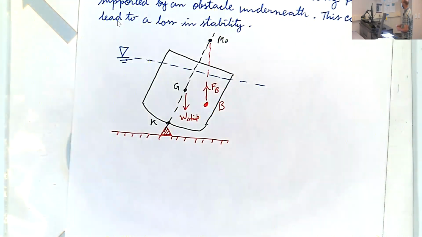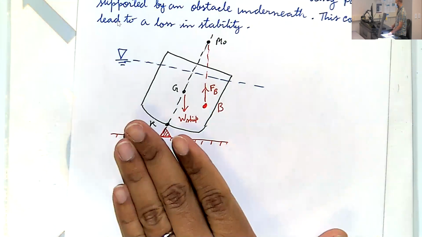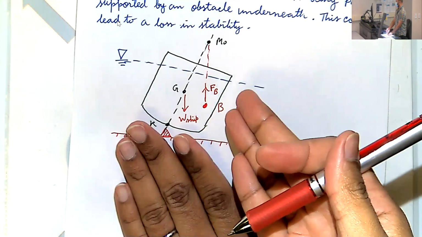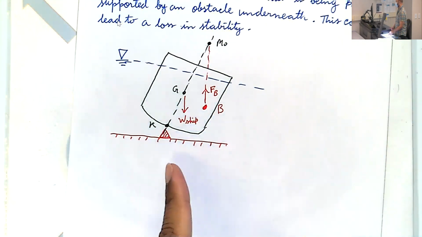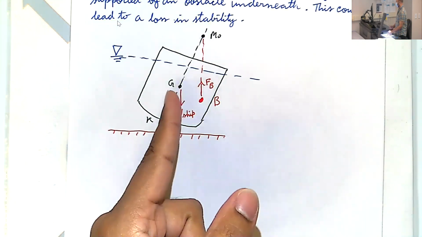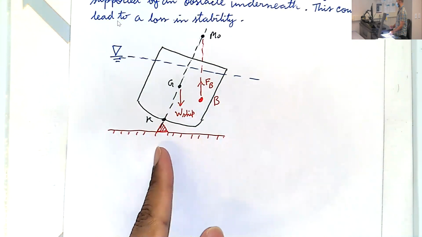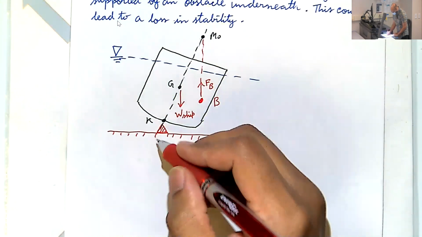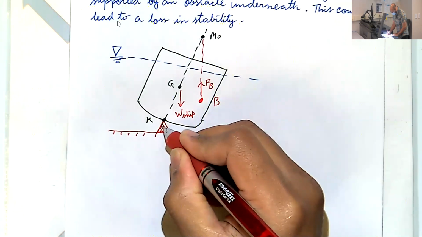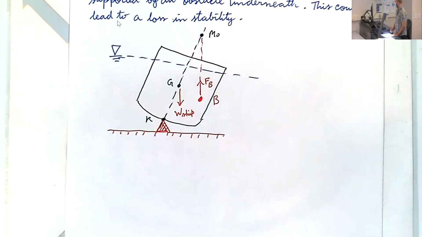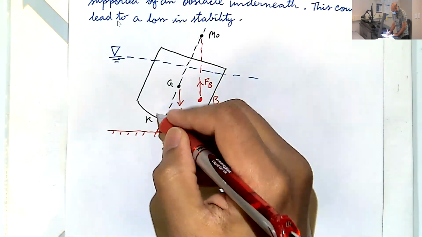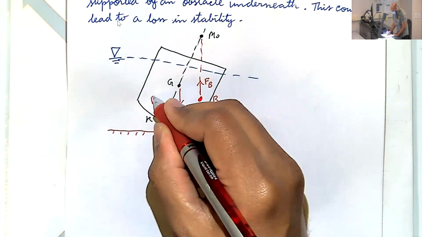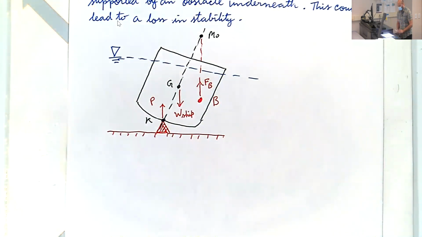Okay. So in a freely floating case, those are the two main things we worry about, the weight of the ship and the buoyant force. But now there's somebody else. If your hull is touching a sandbar or a support block, this support creates an additional force. Let's call it P.